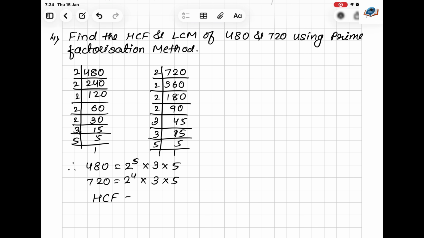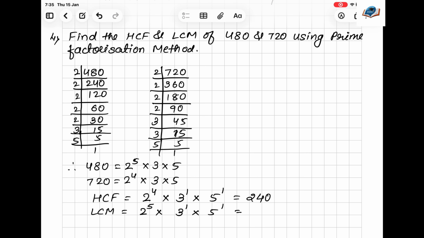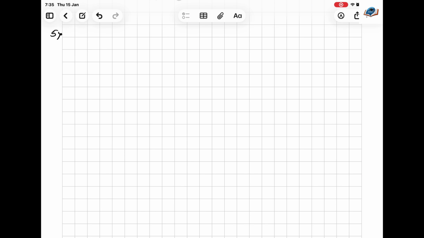So now if I want to find HCF, HCF equal to 2 into 3 into 5. First I will write. Now HCF means the lowest power of each number. So here lowest power of 2 is 4, 3 is 1, 5 is 1. So that will be 240. And LCM, again I will write 2 into 3 into 5 and highest power of each number. So 2 highest power is 5, this is 1, this is 1. So that will be 1440.